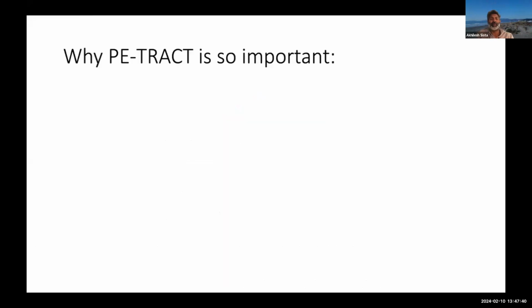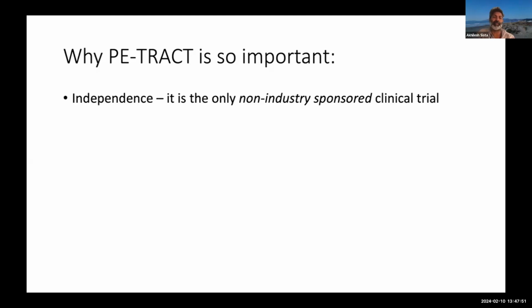So that's some of the details of PE-TRACT, but let me just zoom out a little bit and try to convey why I think PE-TRACT is so important and should be really prioritized in today's environment, especially with tens of trials going on at the same time. The first is that it's independent. So it is the only non-industry sponsored clinical trial in this space right now.